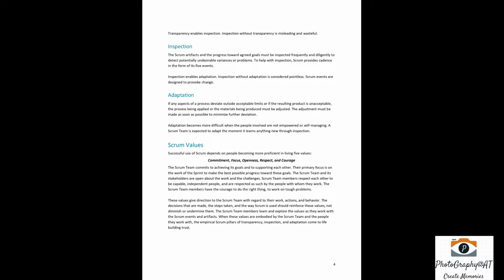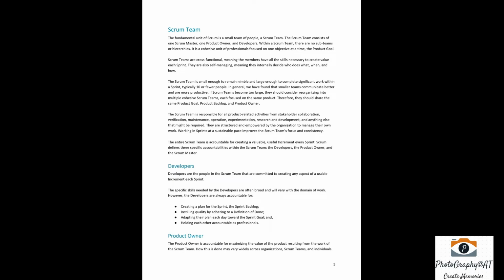The decisions that are made, the steps taken, and the way Scrum is used should reinforce these values, not diminish or undermine them. The Scrum team members learn and explore the values as they work with the Scrum Events and Artifacts. When these values are embodied by the Scrum team and the people they work with, the empirical Scrum pillars of transparency, inspection, and adaptation come to life, building trust.